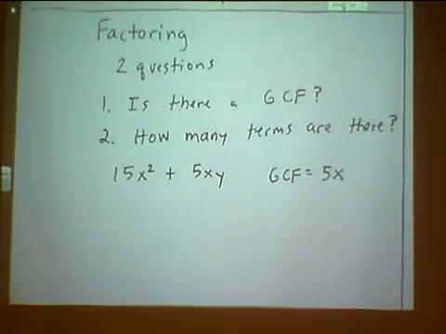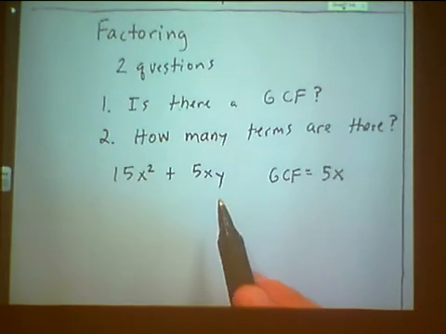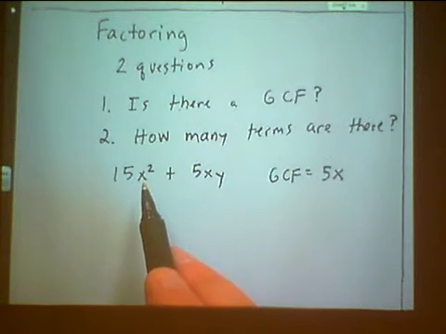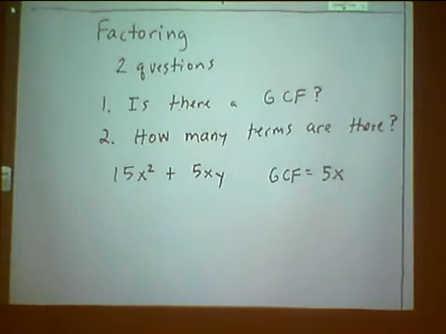So now my GCF so far is 5x. 5x is common to both terms. And now I look and I see a y here in my second term, but when I go to my first term, there is no y. Therefore, y is not part of the GCF, because the GCF, the variable has to be in all the terms. So as it turns out, for this expression, the GCF is 5x.